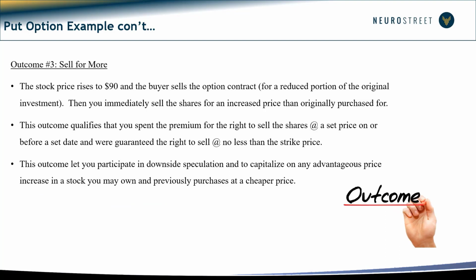Now, outcome number three, remember we said we don't want to get fancy, but I'll explain it. The stock price rises to 90 and the buyer sells the option contract for a reduced portion of the original investment, then you immediately sell the shares for an increased price than originally purchased for. This outcome qualifies that you spent the premium for the right to sell the shares at a set price on or before a set date, and were guaranteed the right to sell at no less than the strike price. This outcome let you participate in the downside speculation and capitalize on any price increase in a stock you may own and previously purchased at a cheaper price. Now, this is only if you're participating in the stock itself.